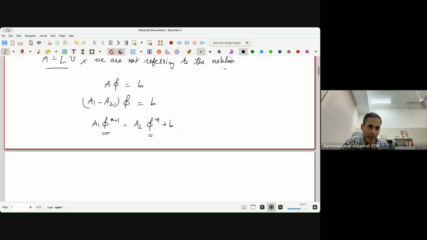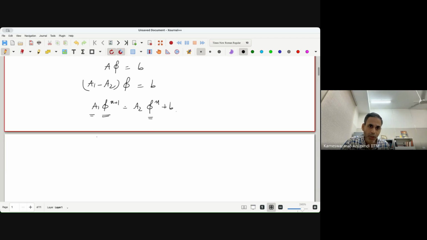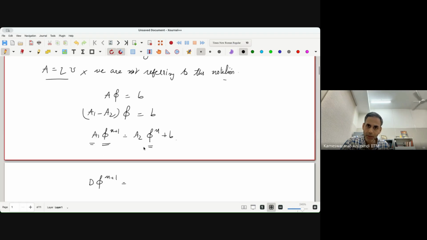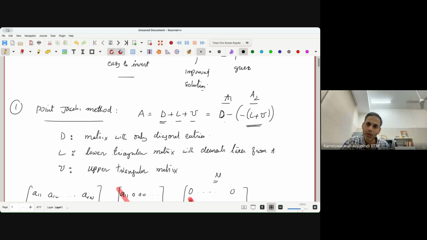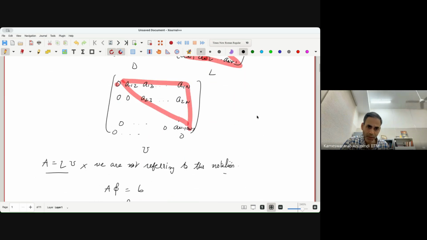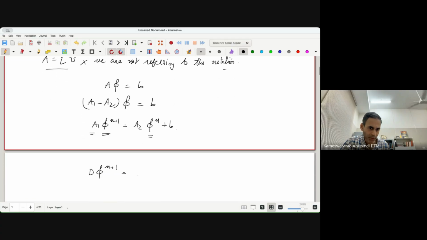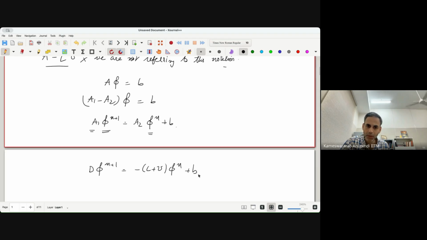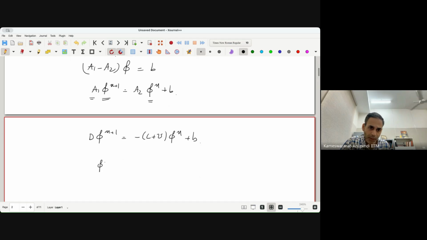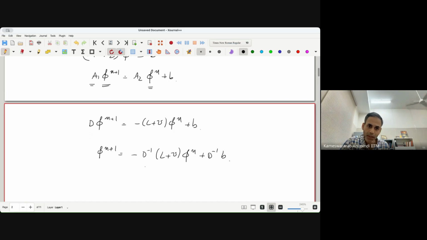In the context of point Jacobi, A1 equals D, so this is D times phi of n plus 1 equals A2 phi n plus b, where A2 was basically minus of L plus U. So this is minus of L plus U times phi n plus b. That means, if I want the new value phi n plus 1, it is going to be minus D inverse of L plus U times phi n plus D inverse times b. So this is what I have to solve.